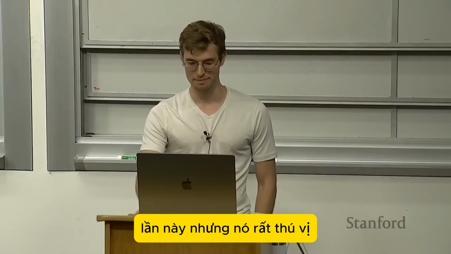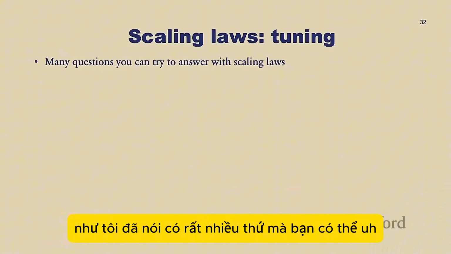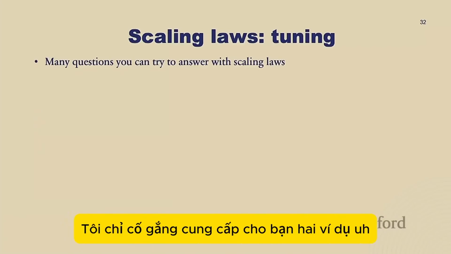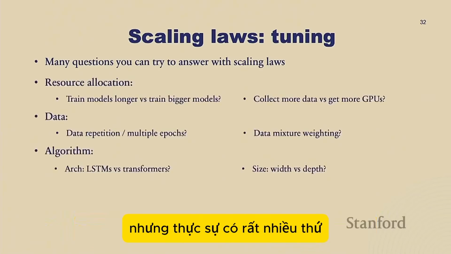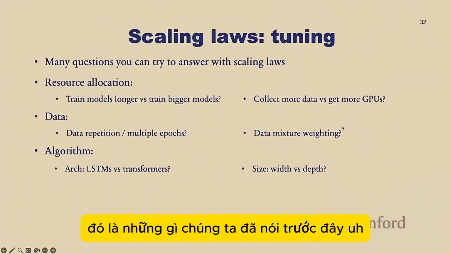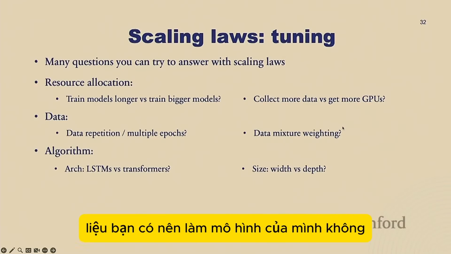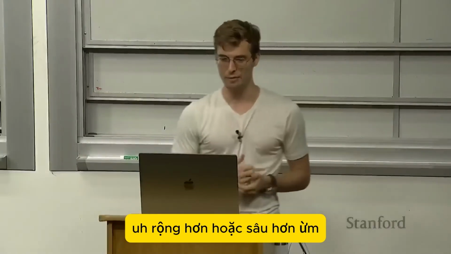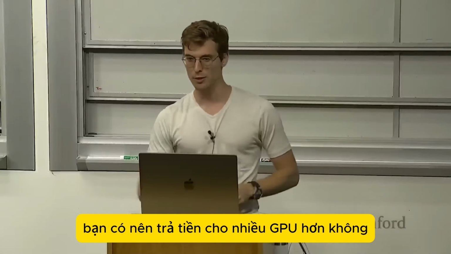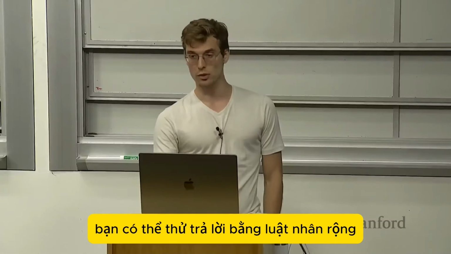But it's very interesting. Okay, tunings. As I said, there are many things that you can answer with scaling laws. I just tried to give you 2 examples, but really there are many things. What data do you use, what data mixing weights you use, the data mixtures, that's what we talked about before, what architecture you use, whether you should make your models wider or deeper, should you be paying for more GPUs or actually collecting more data. All these things are things you can try to answer with scaling laws.